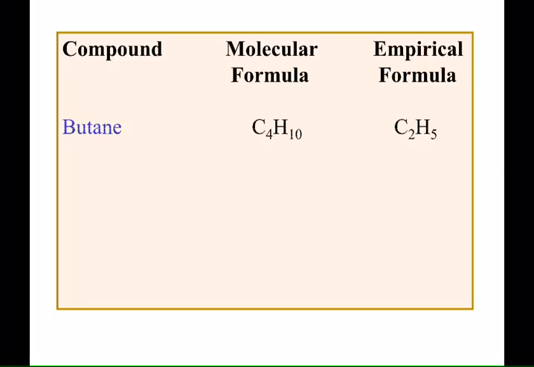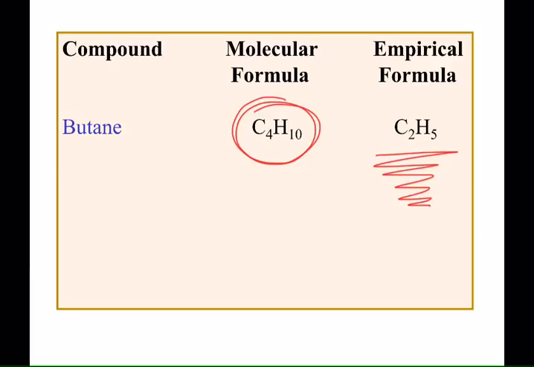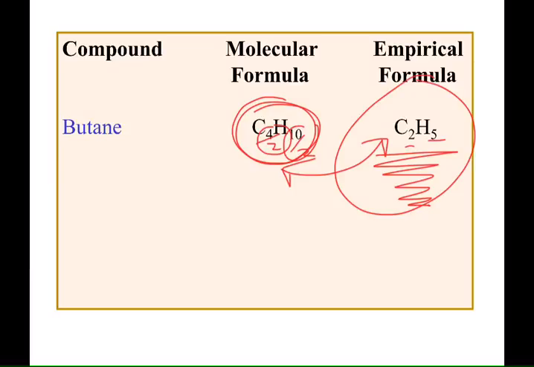So, for instance, if we look at butane, this is the real deal of what a butane molecule has. It has 4 carbons and 10 hydrogens. If we just wanted to give the relative numbers of carbon and hydrogen, we could divide by 2, and of course 4 divided by 2 is 2, and 10 divided by 2 is 5. So these both say the same relative number of carbons and hydrogens. So this is the reduced or empirical formula of butane.